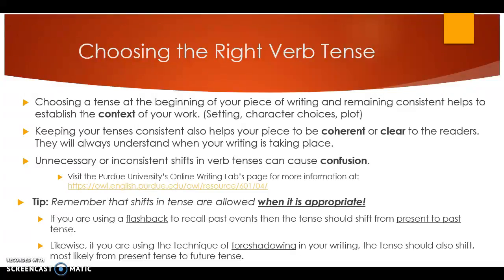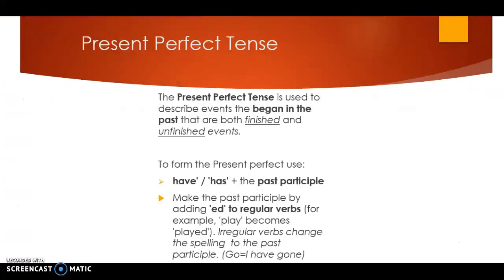That makes it ineffective. So you just went through the three major tenses with Miss Connolly: past, present, and future. We're going to talk about two tenses that are a little bit less commonly used, but when used correctly can be really effective. The first one is the present perfect tense. This tense is used to describe events that began in the past that can be either finished or unfinished events.